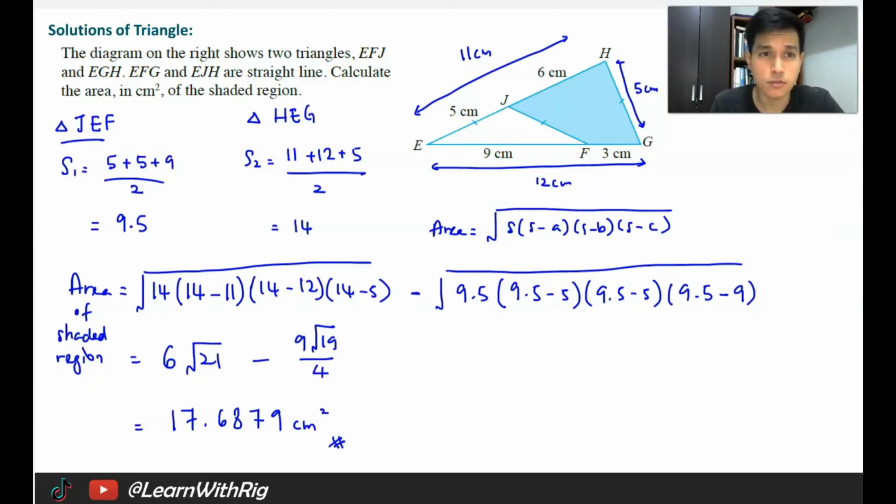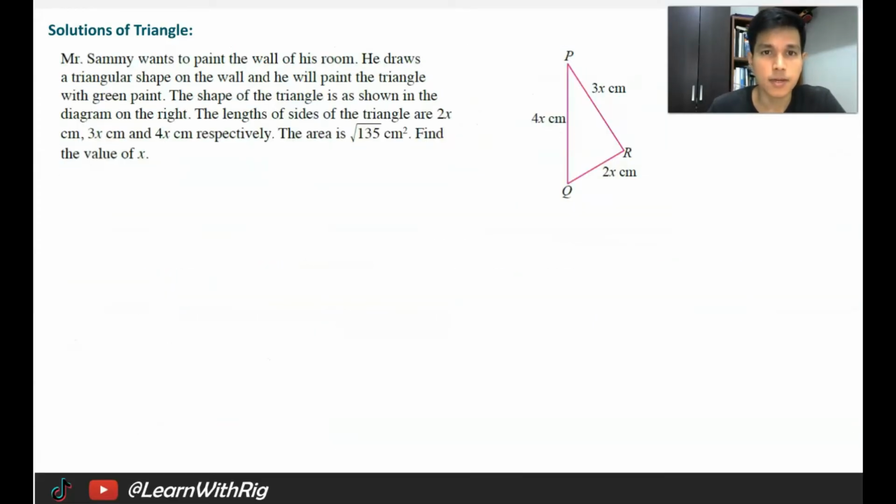Okay, so just use the formula, you should get the answer. Alright, next, Mr. Sammy wants to paint the wall of his room. He draws a triangle on the wall, shown on the diagram on the right. The lengths of the sides are given in terms of x, correct? And they also gave you the area. Find the value of x.